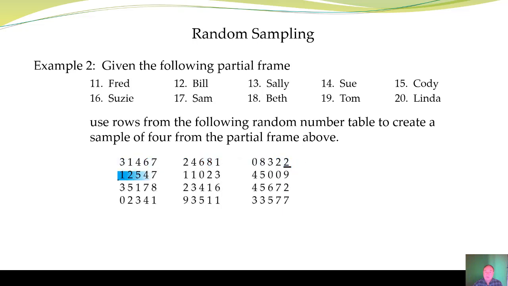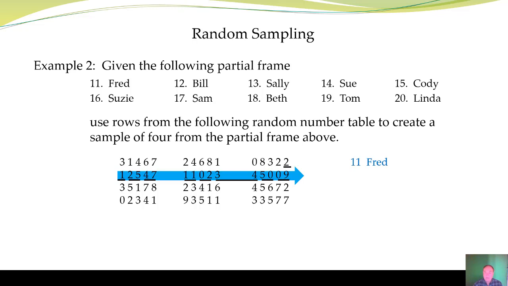So now I jump around. So now I start with 21, 2 in the first row, 1 on the second. And now I do 25, 47, 11. Okay, now 11 is in my partial frame. So I put Fred in my sample. Continue, 2, 34, 50, 09. None of those are in my partial frame.